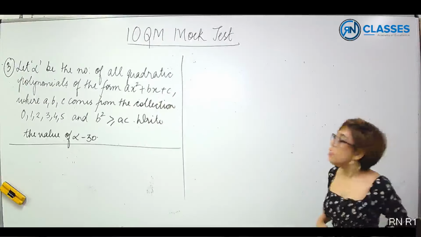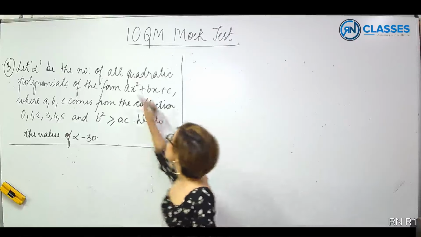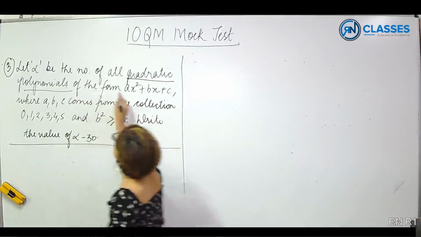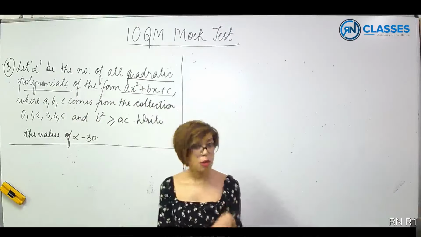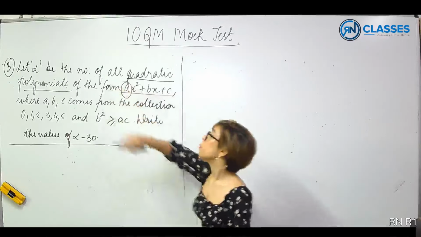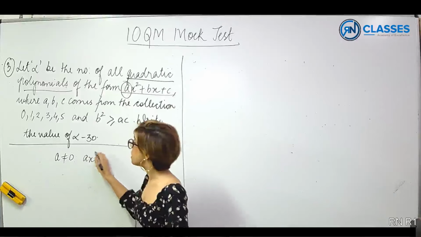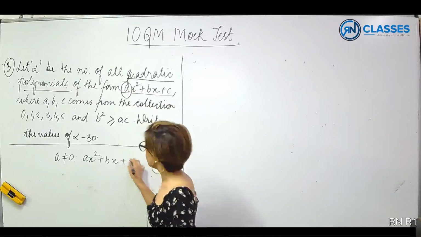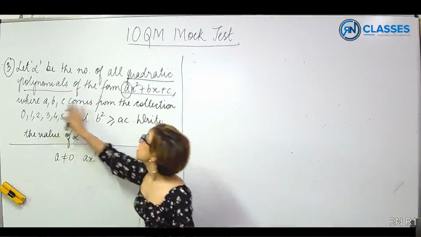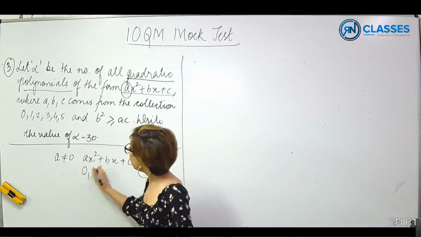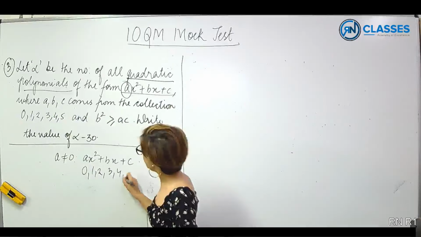Alright, on to the next one. Now he says let alpha be the number of all quadratic polynomials of this form. Now it is a quadratic polynomial, that means the leading coefficient has to be non-zero. So a is not equal to 0. And my form is ax square plus bx plus c.